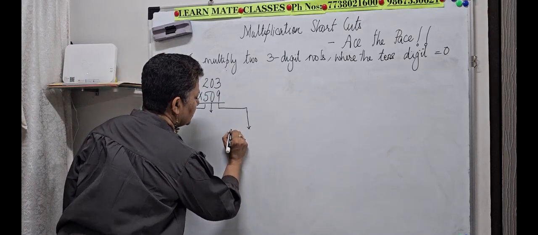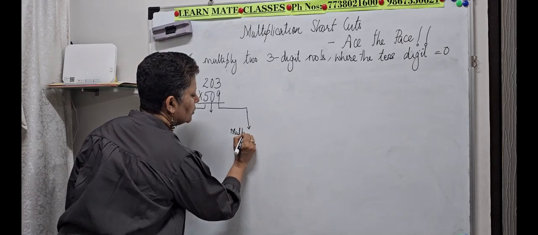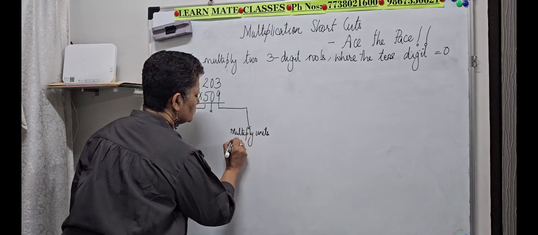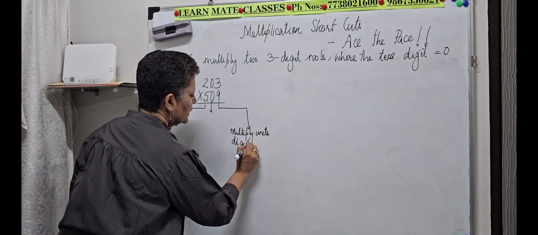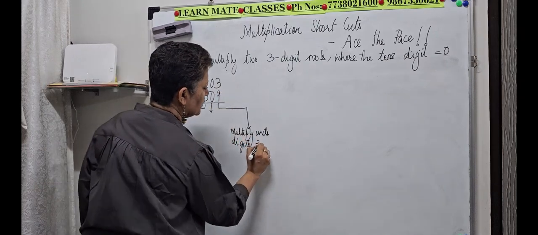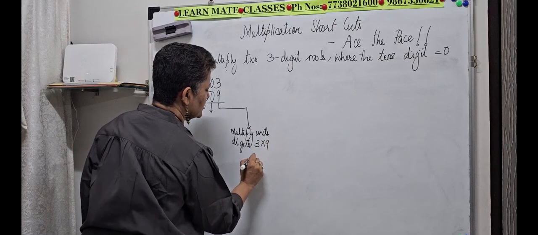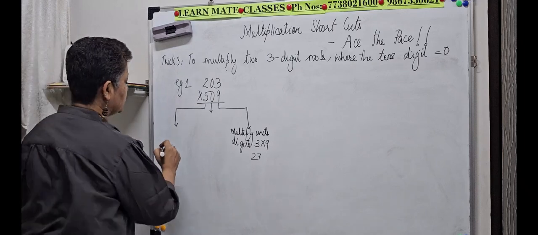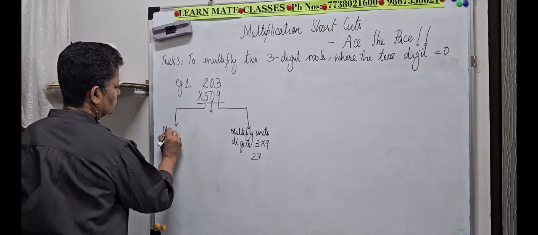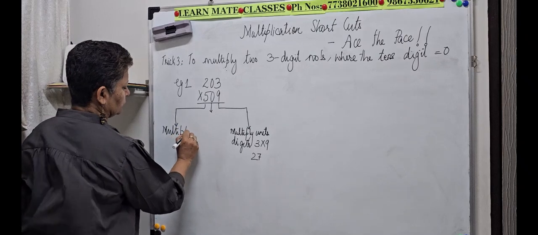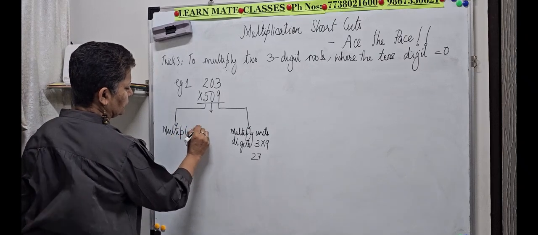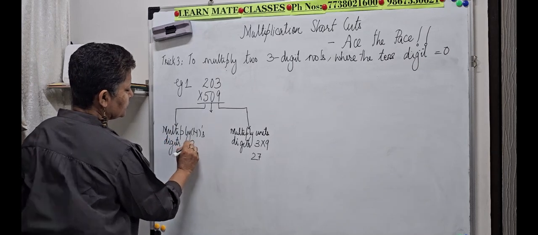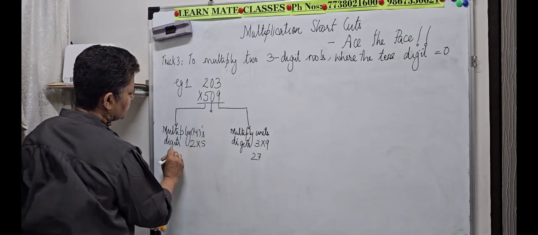So multiply the units digits. Here this is 3 into 9. And what are you going to get? 27. Here multiply the hundreds digits, which in this case are 2 into 5. And you're going to get 10.